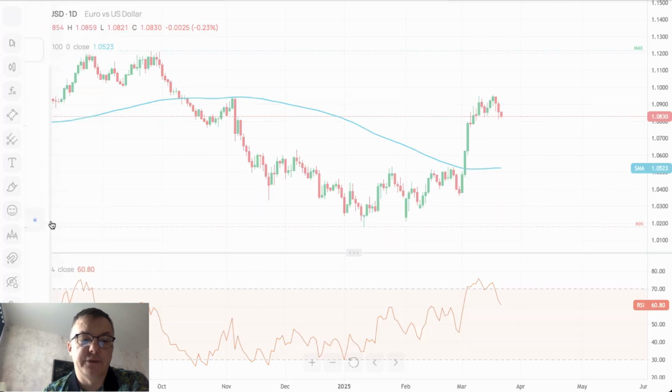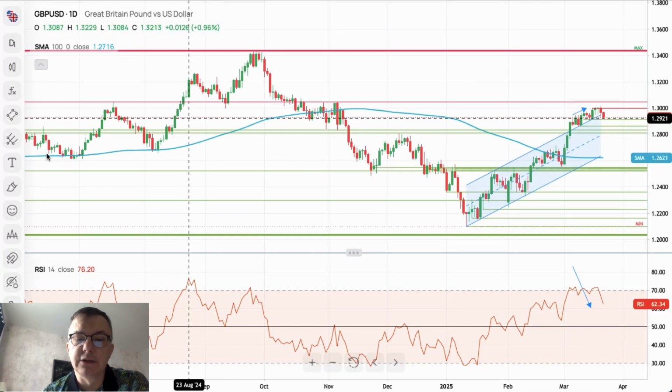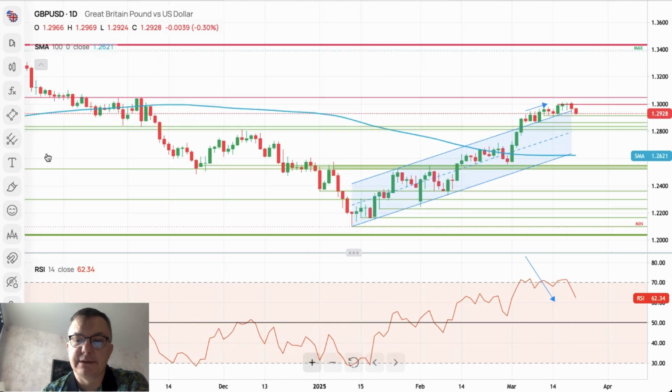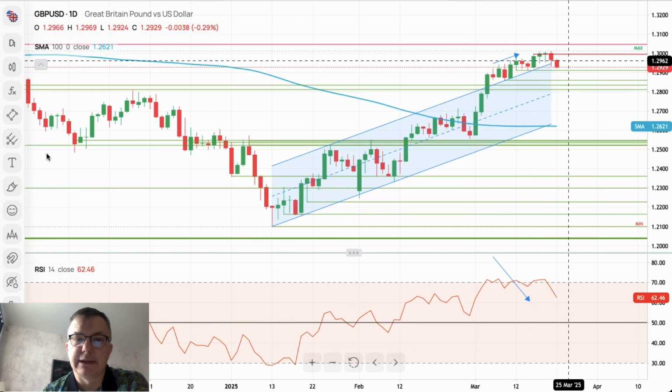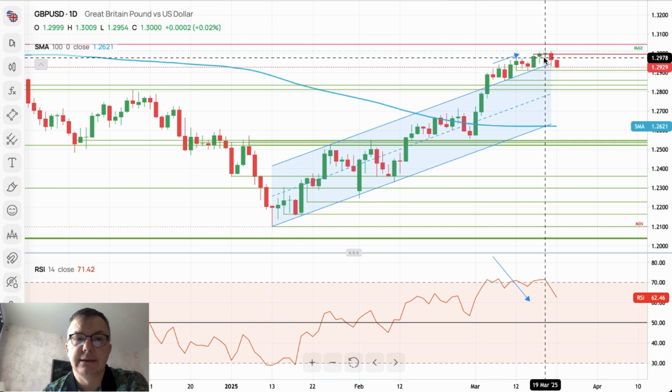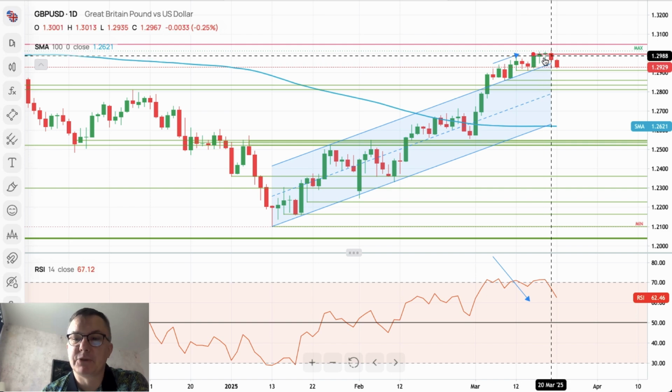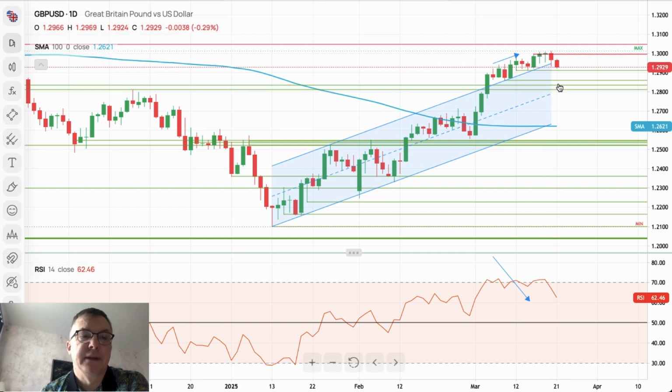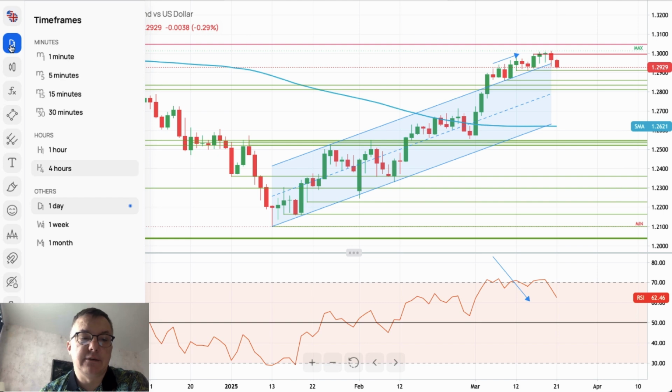Let's find out what the pound is doing. We got some nice developments in the daily time frame chart. On the daily time frame chart of the British pound or cable, a marginal new high at 1.3013, and the market is back inside the channel. Let's take a look at the lower time frame.